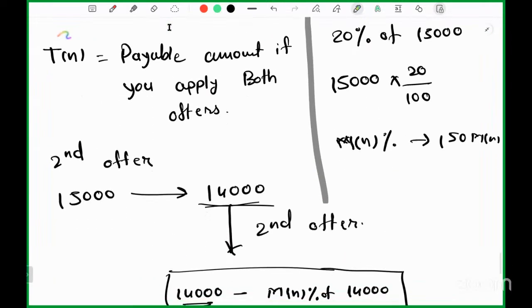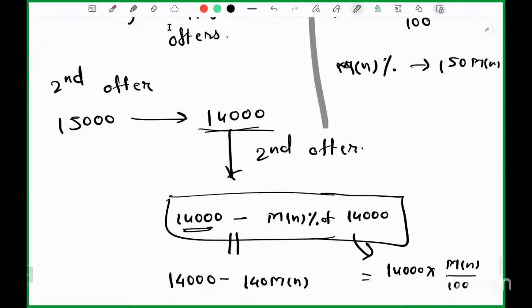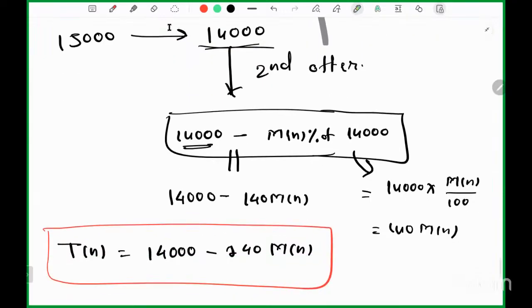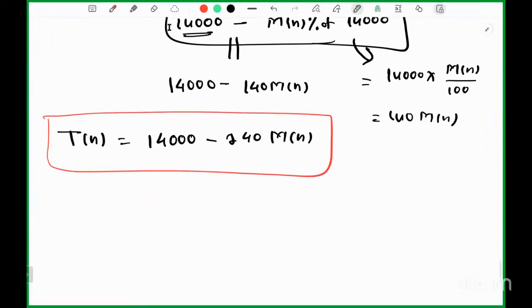Now T of n says you have to apply both the offers. So I applied the second offer first. That means a reduction of 1,000. And then I apply the first offer, which says the mn% of the payable amount. So that is 14,000 minus the mn% of 14,000, which is 14,000 minus 140 mn. So this is your T of n. Okay, so now let's see the options.